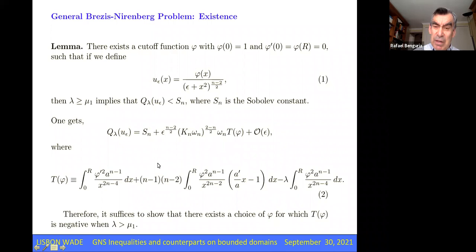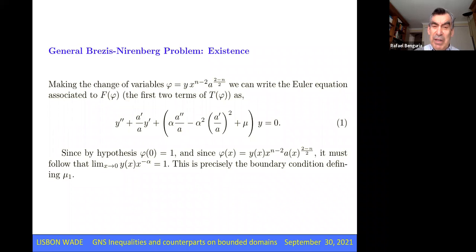And so in order to prove existence, you have to characterize the range of values lambda for which this quadratic form is less than zero. And that occurs when lambda is bigger than mu one. So for lambda bigger than mu one, you have a proof of existence. And the Euler equation for the quadratic form is precisely what I told you before. Okay, so that's the typical method you use to prove the existence of solution. I'm not going to go into more details.